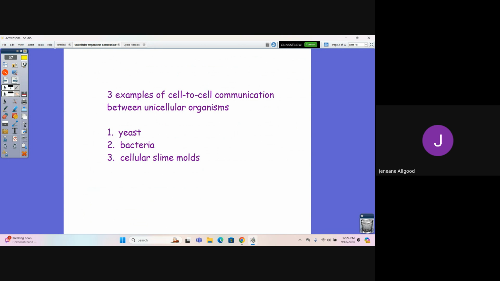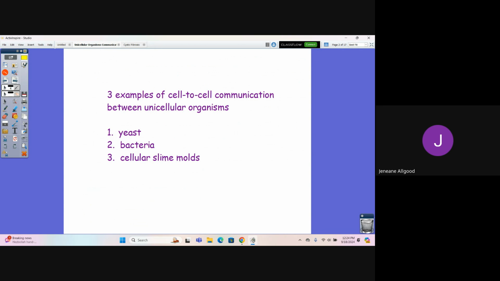All right, so this is the way I always end the unit. This whole unit is about cell-to-cell communication. And so we've already talked about how cells in your body, which you would be a multicellular organism, how and why your cells communicate with each other. So what we haven't focused on yet are the unicellular organisms, the organisms that are only made up of one cell, and how and why they communicate.